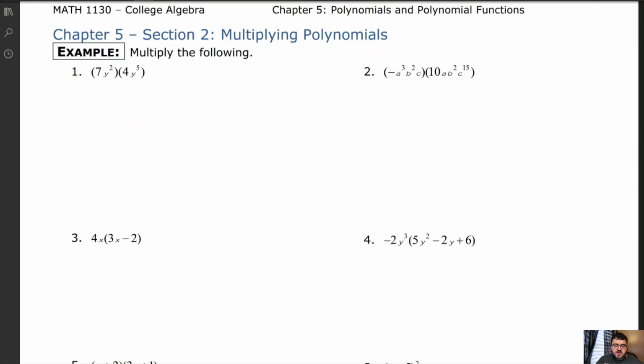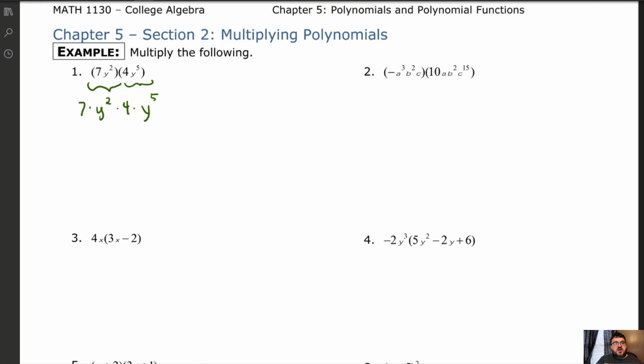Now, in number 1 and 2 on your notes, you really won't see the distributive property applying so much, because if you remember when we talked about exponent rules, this basically is just multiplying a chain of factors, right? Like in this first one, we have this monomial, 7y squared, multiplied by this monomial, 4y to the 5th. And all this is just a chain of multiplication, so you can actually drop your parentheses and just multiply.